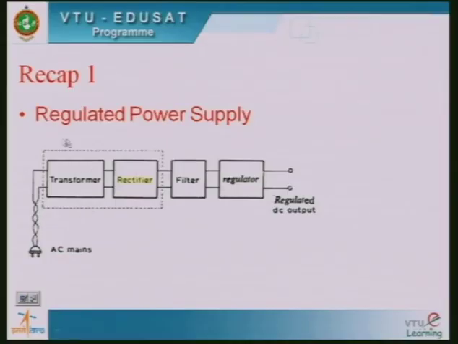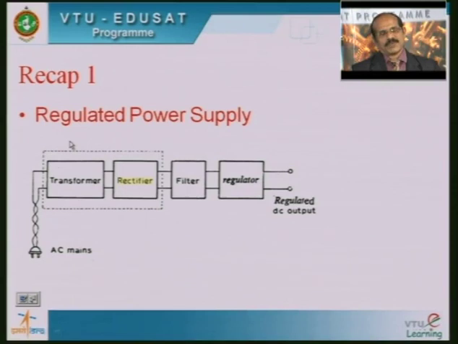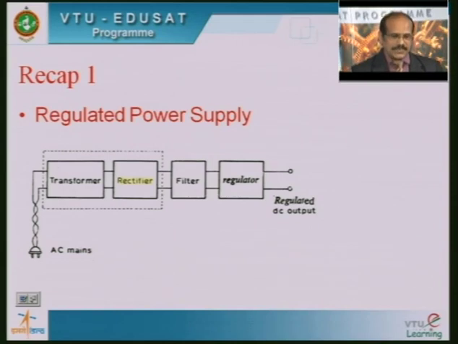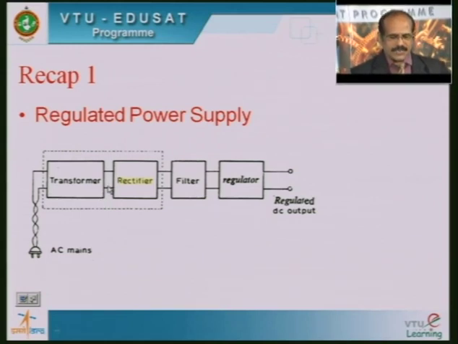Using a regulated power supply. Here in this particular block diagram, we have a transformer. It is called a step down transformer. The input to this transformer is a single phase 230 volts 50 hertz AC supply, and this transformer steps down the input of 230 volts to a lesser voltage at the output, and the output of the transformer is fed to the rectifier.